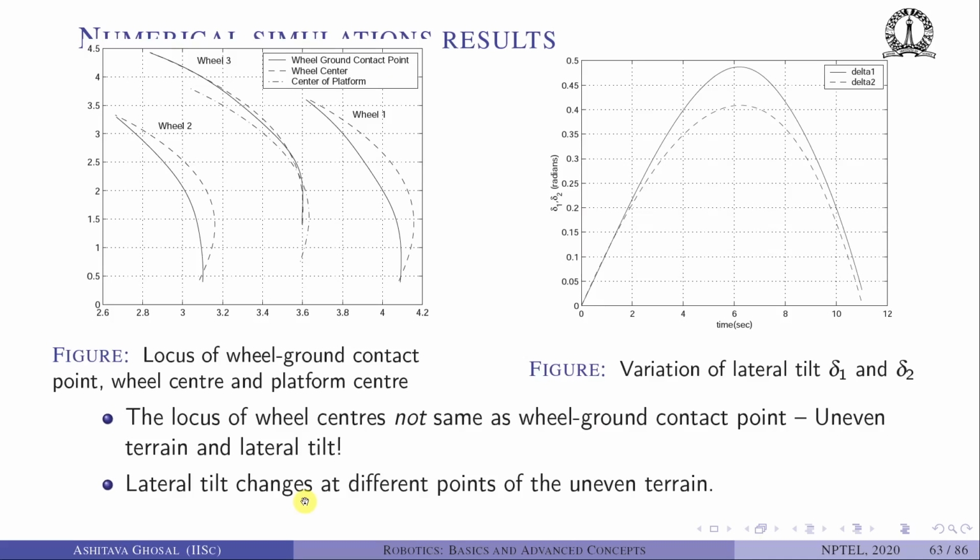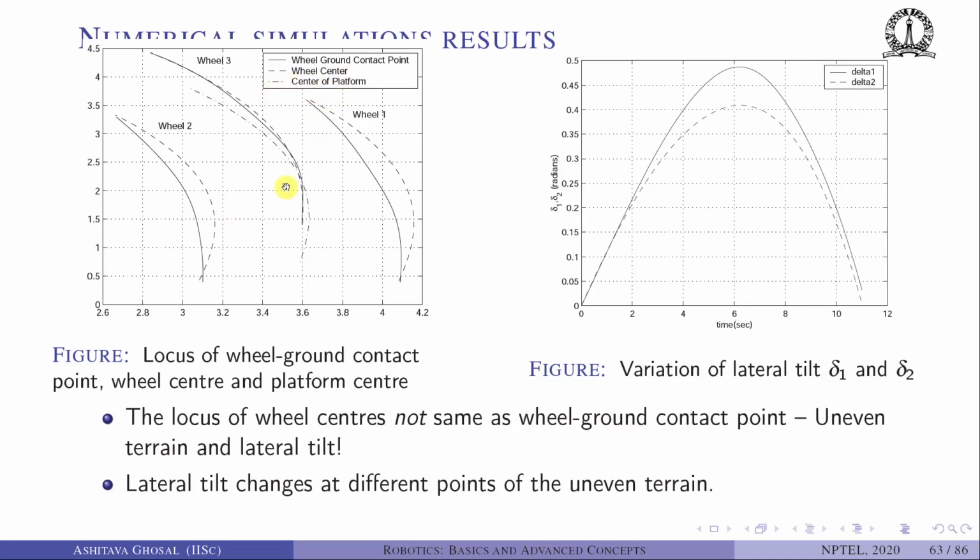So we have these simulation results. Wheel 1, the dark line shows the wheel ground contact point of wheels 1, 2 and 3. The bigger dashed lines show the wheel center, and the dot-dash lines show the center of the platform.